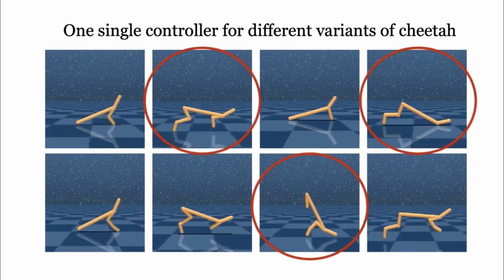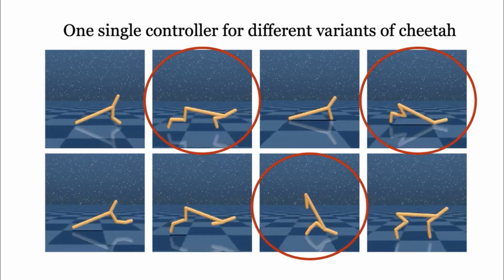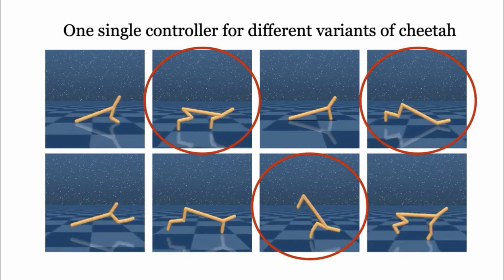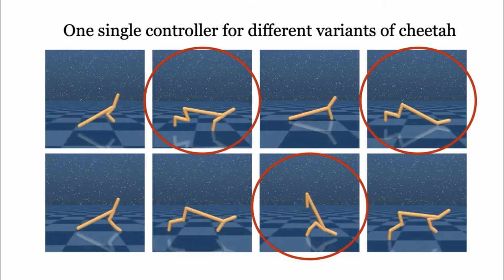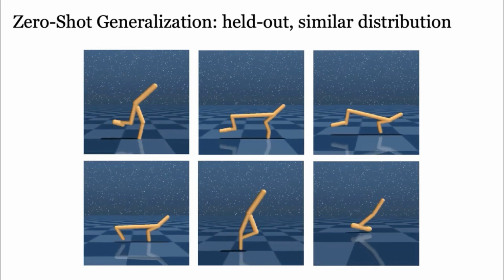We take notice of these 3. As you can see, they apparently have different shapes. So this single policy adapts to 3 different gaits that are best suited for them. But can our model zero-shot generalize to unseen agents? Well, the answer is yes.